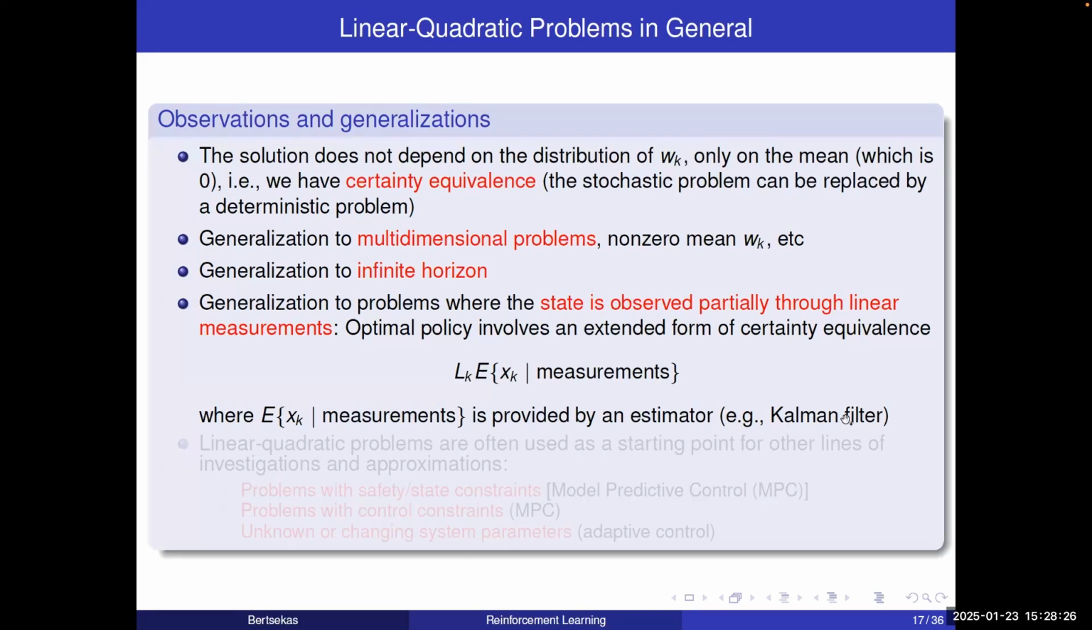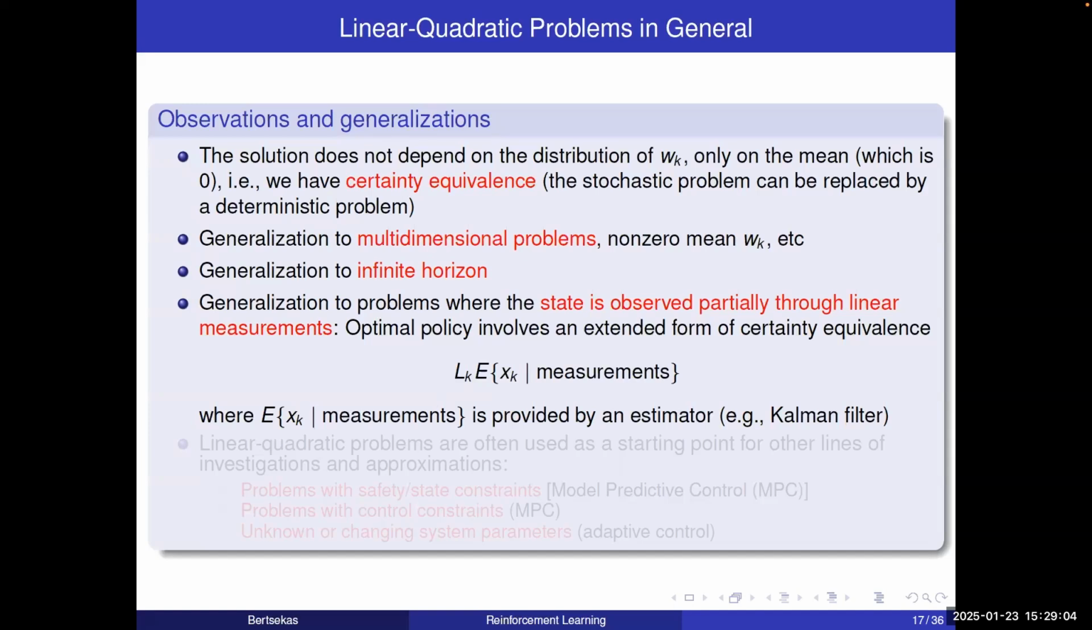Some of you will have heard this term. It's a very famous algorithm used for estimation of the state of linear systems using linear measurements. Using this Kalman filter, we can obtain this expected value, and then we have to multiply this with the same linear policy coefficient as for the deterministic problem. So we have essentially a form of certainty equivalence extending to the case of partial measurements. So that's why this problem is so useful and so widely used, because it works out very well.